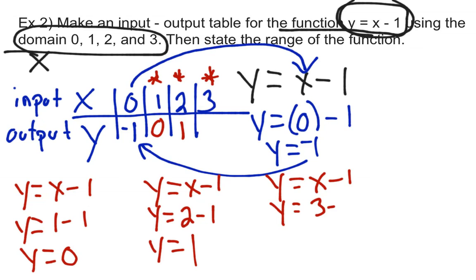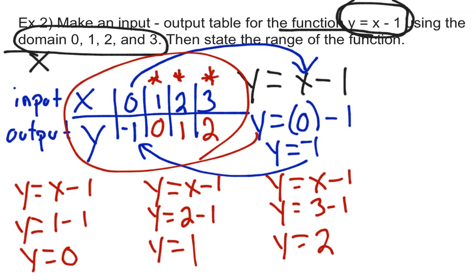So I end up getting 3 minus 1, which gives me 2. All right, so there's my input-output table. Okay, and then the final thing says, then state the range of the function. Well, remember what we said range was. Range was just our y's.